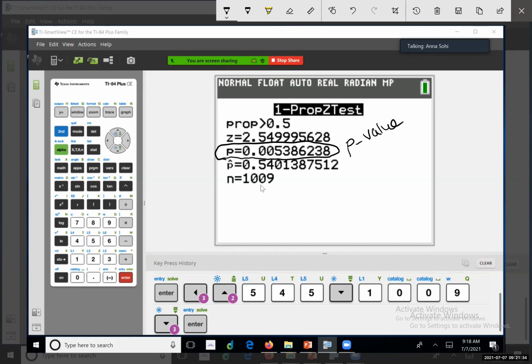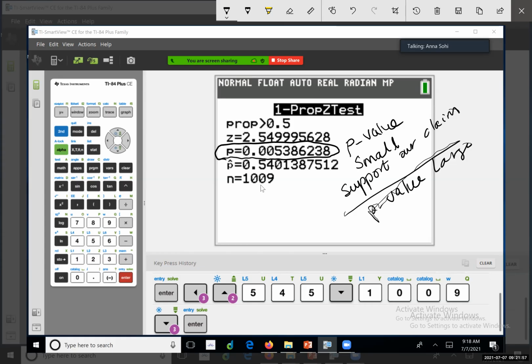The p-value is what we get out of testing. If the p-value is small, we support our claim. If the p-value is large, then we do not support our claim.